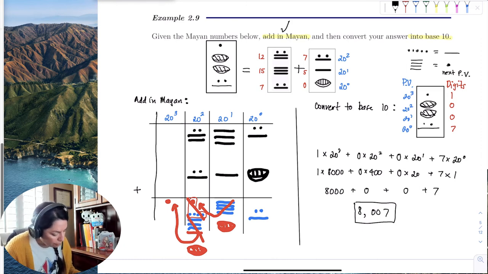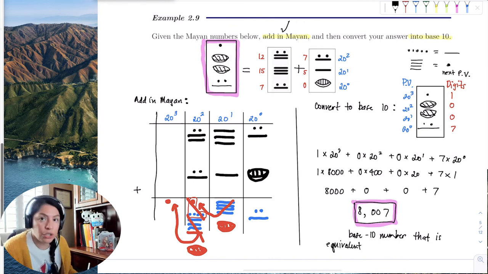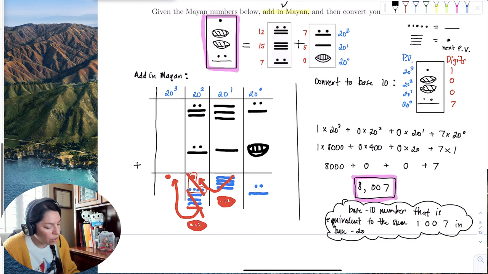So again, let me go ahead and highlight the answers here. So this is the base 10 number that is equivalent to that sum, right? To the sum 1007 in base 20.